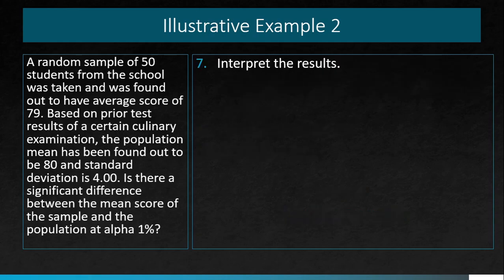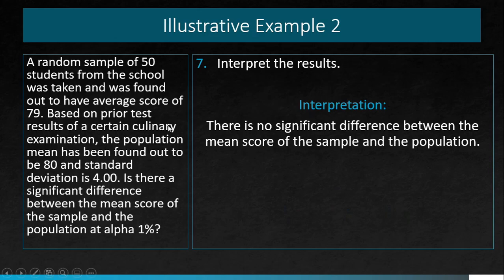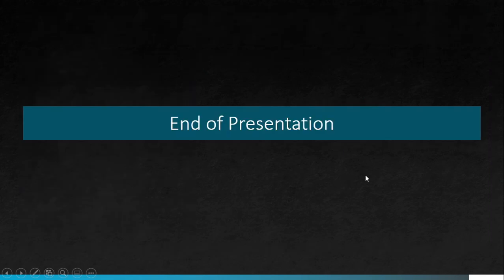Therefore, for the interpretation, we will use our null hypothesis. There is no significant difference between the mean score of the sample and the population. Meaning these 50 students actually have the same test results as your whole population, which has a mean of 80. Okay, so that's for our Z test for one sample mean.